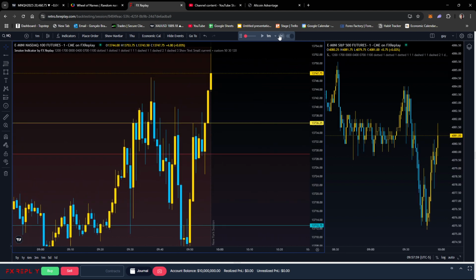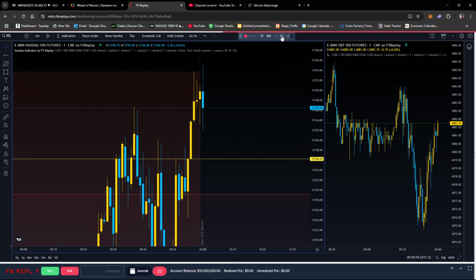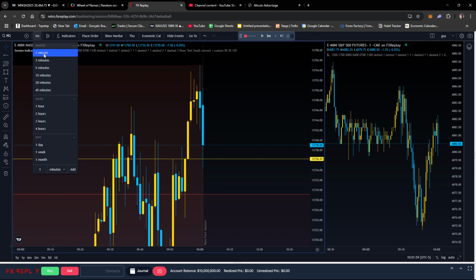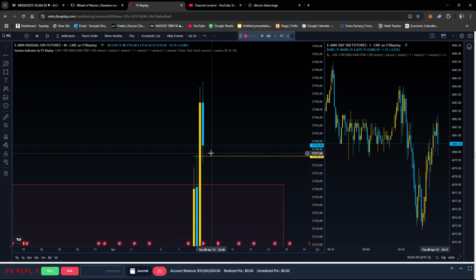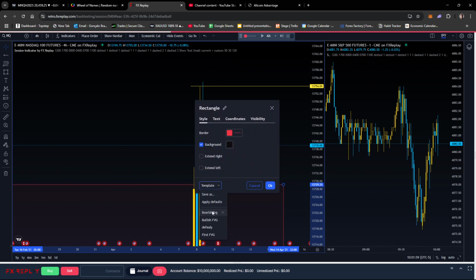Very choppy here. We're going to leave this alone. Price opened up lower. 10 a.m. There we go. The 10 a.m. has opened. We swept the 10 a.m. high. This is now bullish.